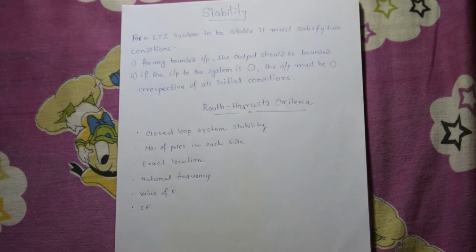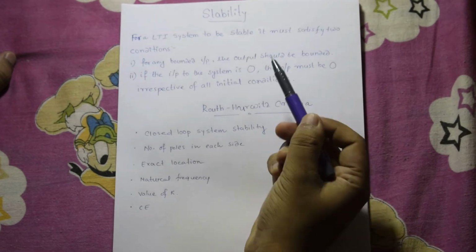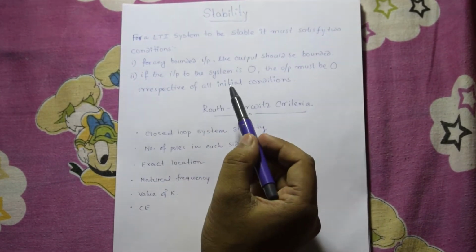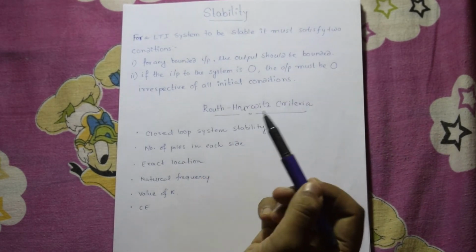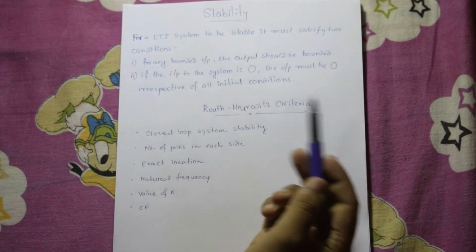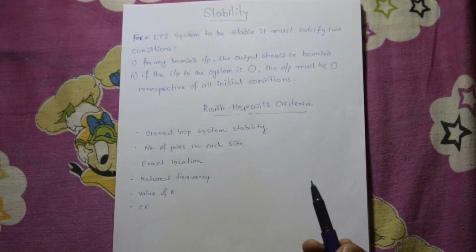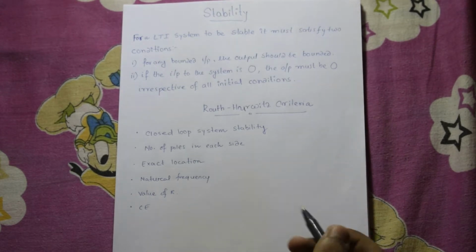Today we will discuss the stability of a system. For an LTI system to be stable, it must satisfy two conditions. The first one is, for any bounded input, the output should be bounded, and the second one is, if the input to the system is 0, the output must be 0 irrespective of all initial conditions. We will find the stability of the system by using the Routh Hurwitz Criterion.